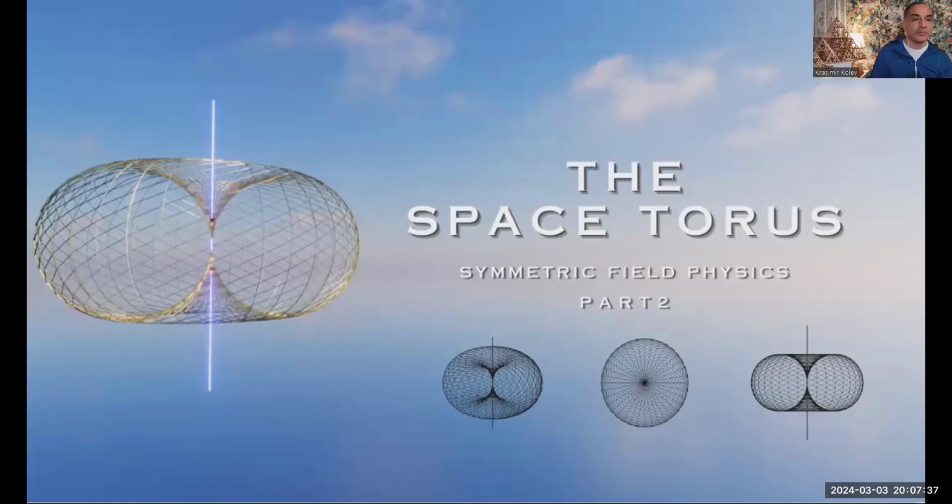All right. So in this presentation or workshop, we're going to talk about the Space Torus. And what is the Space Torus? Actually, the Space Torus is a formation, we could say, of the space and time field energies. So they interact with each other in a particular way when we have forces, when we have any kind of motion. It doesn't matter what kind of motion it is.